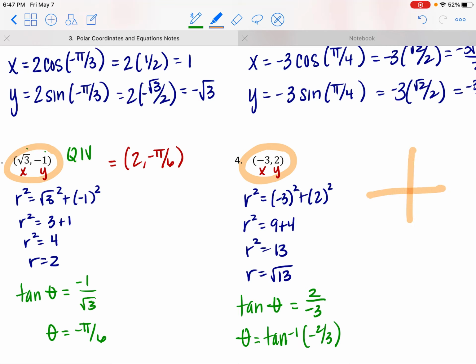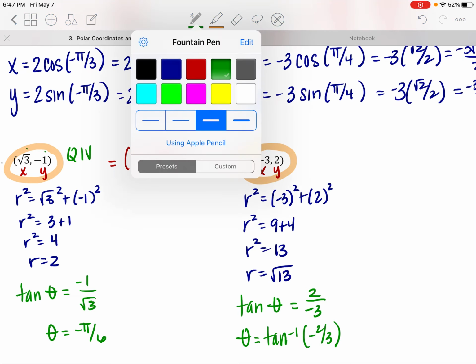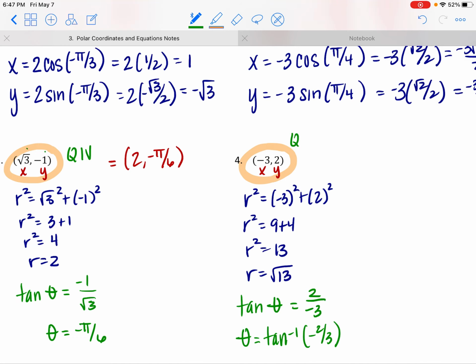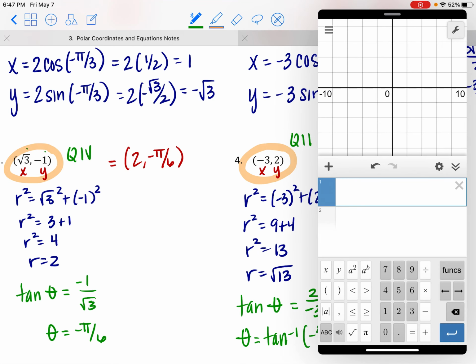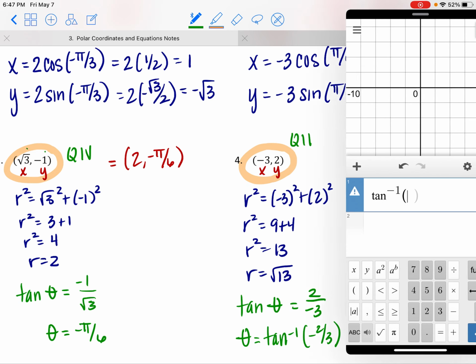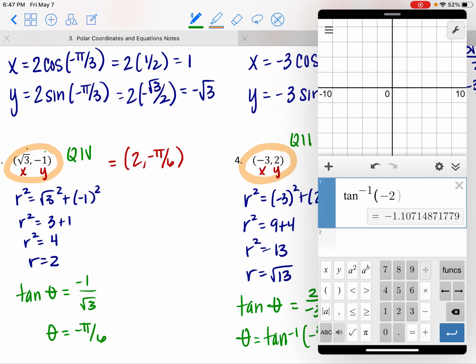So what quadrant is this in here? Negative x and a positive y is quadrant 2. So this angle has to be in quadrant 2. This is quadrant 2. So we need to be in quadrant 2 when we find our new angle. However, when we use our calculator to find the inverse tangent of negative 2/3, we get negative 0.59.